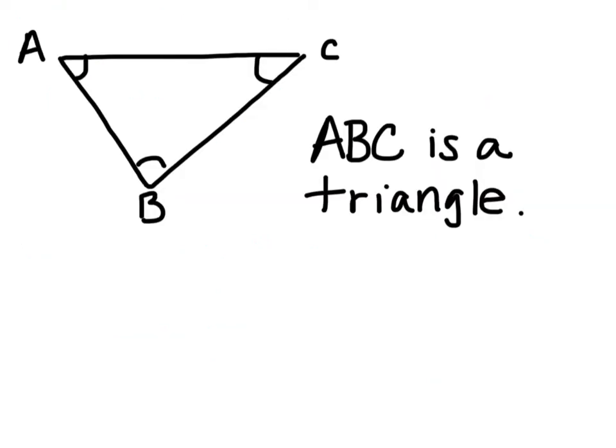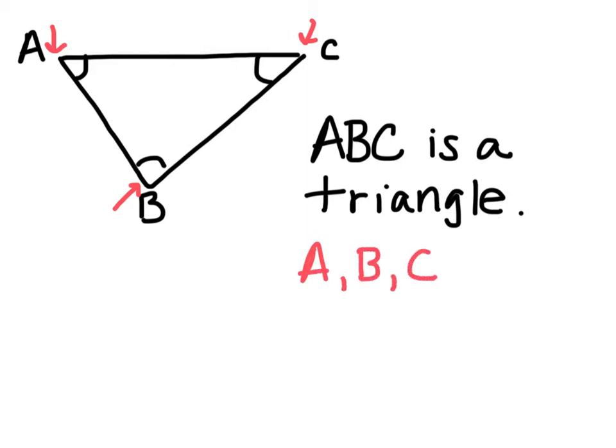Every triangle has 3 vertices, 3 sides, and 3 angles. I've drawn a triangle here that's called triangle ABC. It has 3 vertices. Vertices is plural for vertex, and the vertex is this point where the angle meets. So the 3 vertices are A, B, and C.